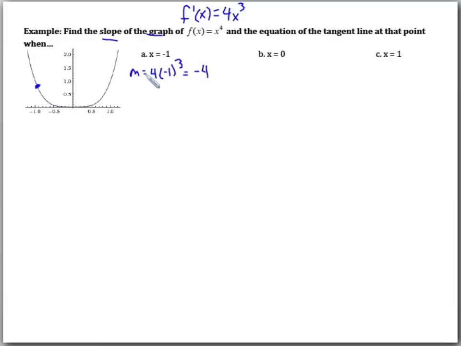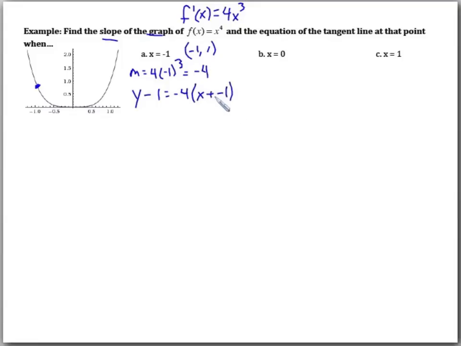Now, they also want us to find the equation of the tangent line at the point. So at -1, we actually need to find another point. So this is the point -1, comma. Okay, we're going to plug -1 into our x to the 4th, and that becomes 1. So now we have a point and a slope. We can find the equation using the point-slope form. So y minus y1 equals m times x minus x1.